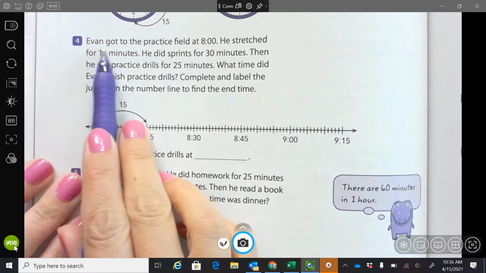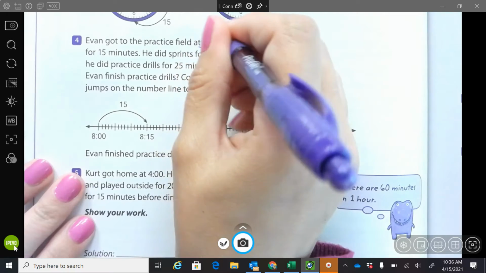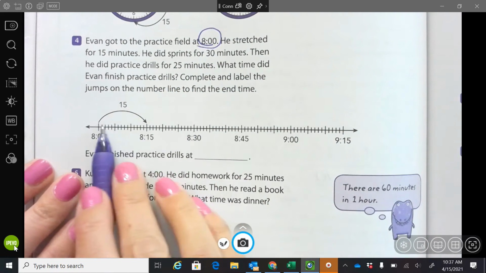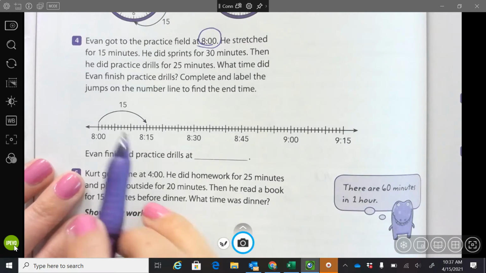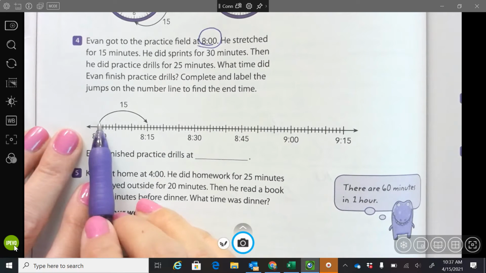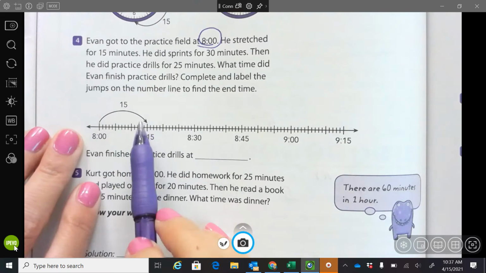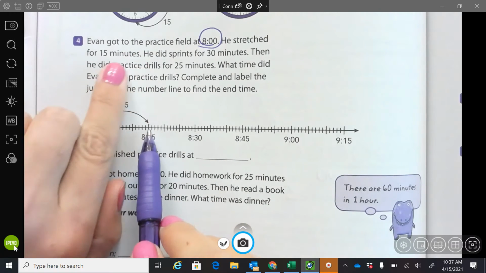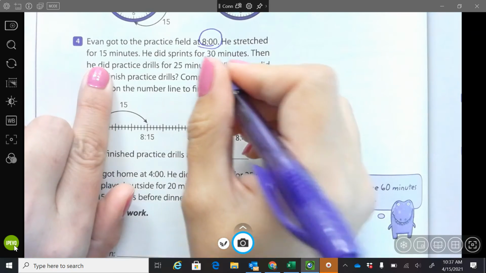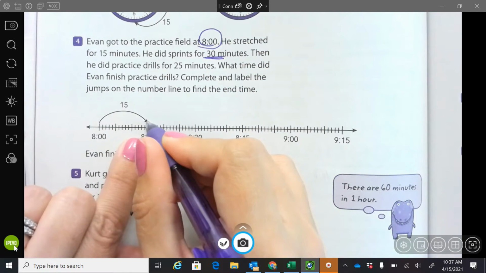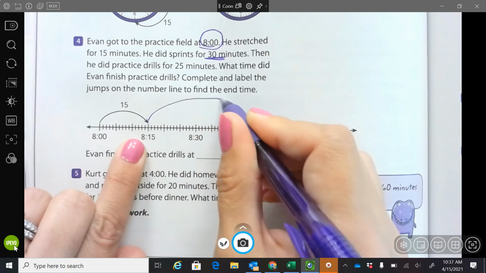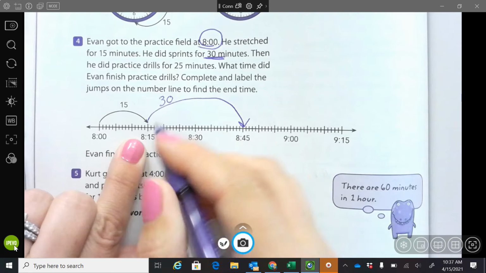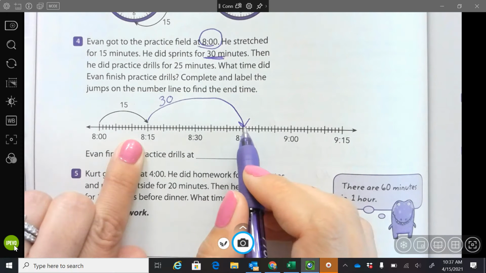Okay. Evan got to the practice field at 8 a.m. So this is, what do we call this? Yeah, a timeline or a number line. So he got there at 8, and then he stretched for 15. So see how it does the hump? It brings us to 8:15. Then he did sprints for 30 minutes. So where would we go next? 45. And we're going to put a 30 here to show that it's 30 minutes between here and here.